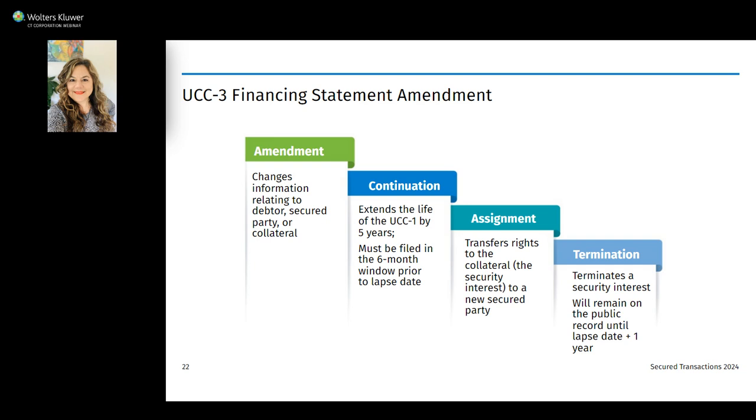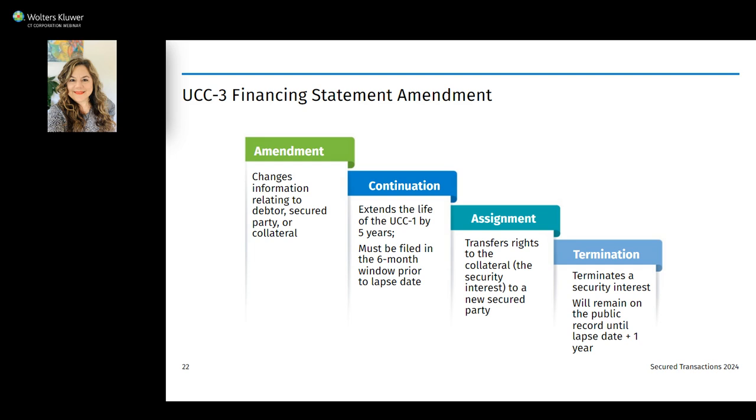There's four categories of things that you can do with the UCC3. First of all, there's just the general amendment box that you can check. And what that does is it allows for changing information relating to the debtor, the secured party, or the collateral. For those of you who are working on foreclosures right now, it's super important to review the security agreement to see what was actually pledged and compare it to what the UCC1 says and see if there's any discrepancies, and then talk to the person in charge and see if any amendments have to be done with the collateral. And we've seen debtors who are stepping in the shoes of other debtors. That would be another example of where you would use this amendment.